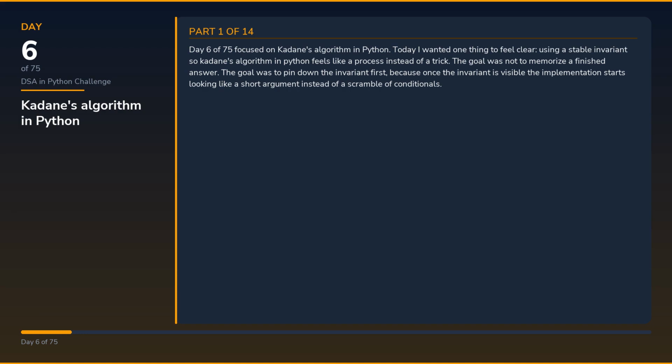Day 6 of 75 focused on Kadane's algorithm in Python. Today I wanted one thing to feel clear: using a stable invariant, so Kadane's algorithm in Python feels like a process instead of a trick. The goal was not to memorize a finished answer. The goal was to pin down the invariant first, because once the invariant is visible, the implementation starts looking like a short argument instead of a scramble of conditionals.